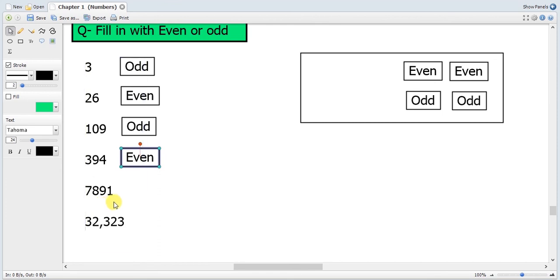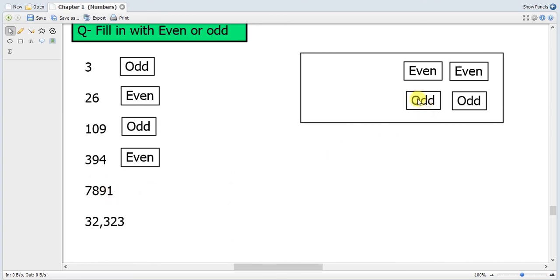Similarly, the next number, which is 7,891. Now see, you will be able to understand and solve numbers that are in thousands, or even in hundred thousands, 10,000s, in millions, right? Just by following one very easy clue.